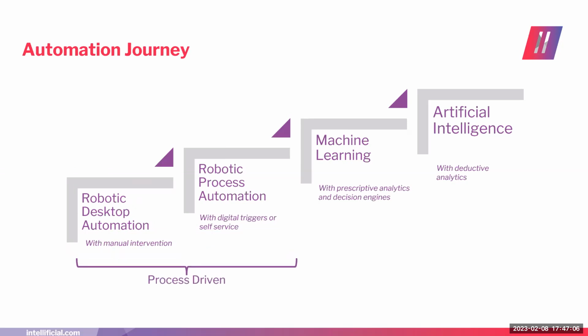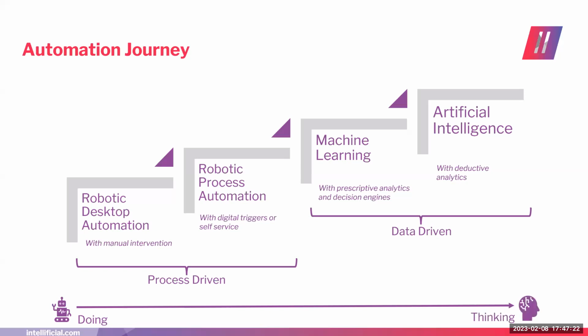If you look at RPA and RDA, they are process driven. They come with a lot of if-else rule conditions, but machine learning and artificial intelligence are data driven. So it transitions the process from doing to thinking. If you have any doubts about this, please ping in the Q&A box. I will be happy to answer it.